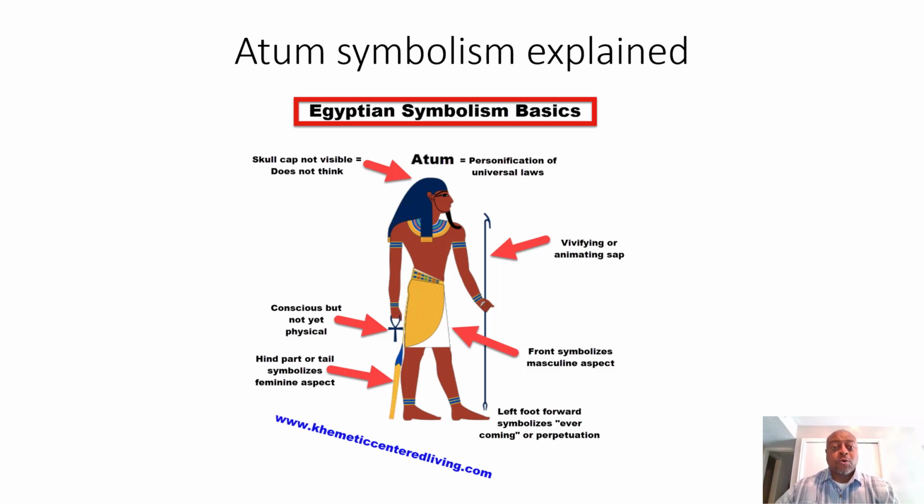Of course, the Ankh just means that there's something conscious in this, but it's not physical yet. The front part of the netter in this drawing symbolizes the masculine. And when you see a tail on any of the netters, then that means that they have a feminine aspect as well. And the left foot forward just symbolizes that it's ever coming. So it's something that's perpetual.